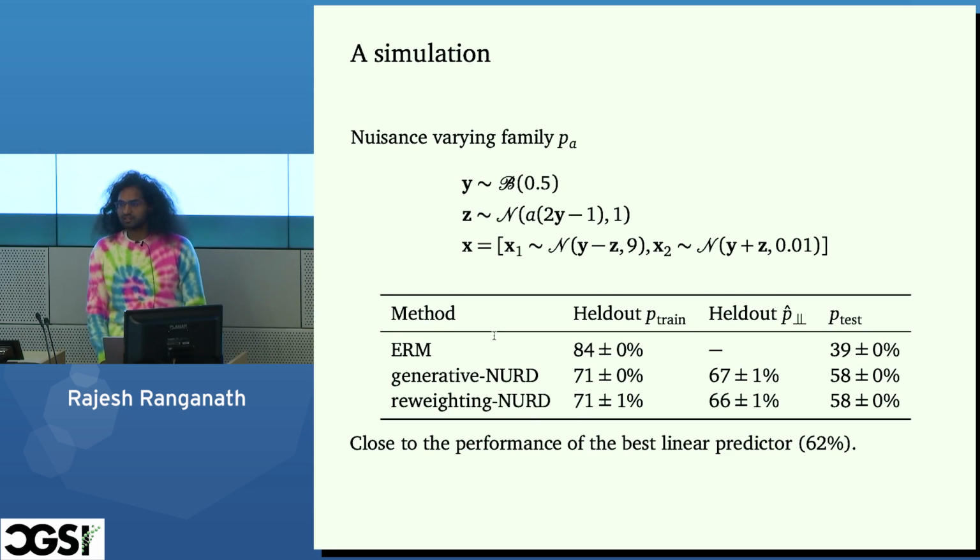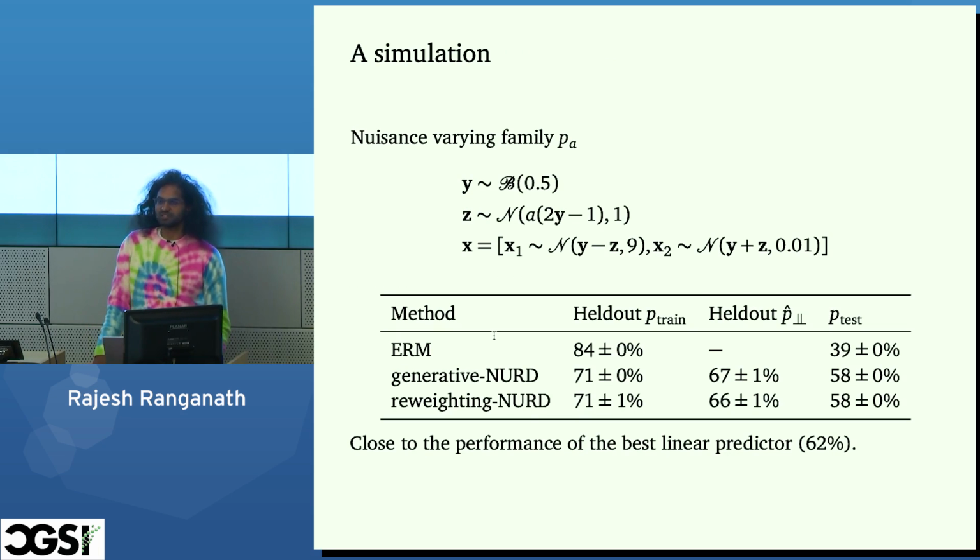And you can do this on a toy example. This is just like the example that we saw earlier, where we have a nuisance varying family where one of the features is y minus z, the other feature is y plus z. Instead, we turned it into a classification problem rather than a regression problem. And both generative NERD and reweighting NERD maintain their performance as you change the nuisance label relationship. And they're close to the best linear predictor here, but there still is a difference between training and test.